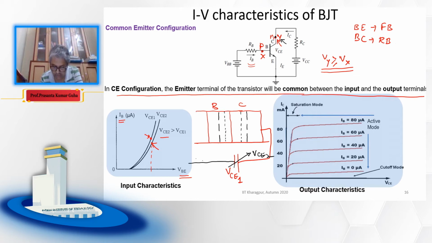The only point here is that in the common base configuration it is much easier to visualize, but here you have to remember that if the Vy voltage is more compared to Vx, then the base collector junction is more reverse biased. More reverse bias means the depletion width will increase further, and that will reduce the effective base width here.